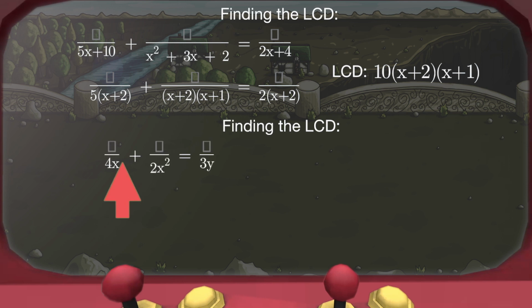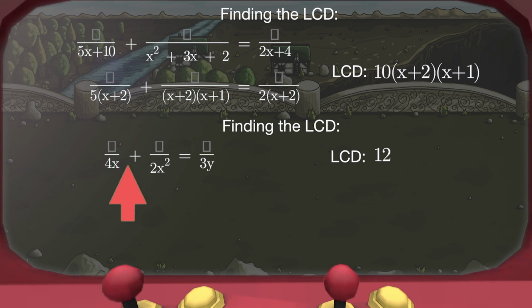Easy, right? Now let's look at the next one. So here is the equation. As you can see, we don't have pluses or minuses in our denominators, so we don't need to factorize. We can simply find the lowest common divider. So we start with our numbers, which are 4, 2, and 3, the coefficients. And the lowest common multiple between 4, 2, and 3 is 12. And we include the 12.